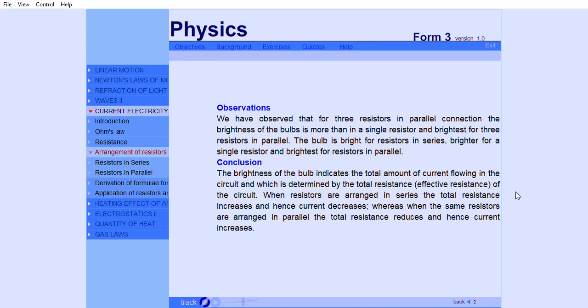Observations. We have observed that for 3 resistors in series connection, the brightness of the bulb is less than in a single resistor, and the brightest for 3 resistors in parallel. The bulb is dim for resistors in series, brighter for a single resistor, and brightest for resistors in parallel.